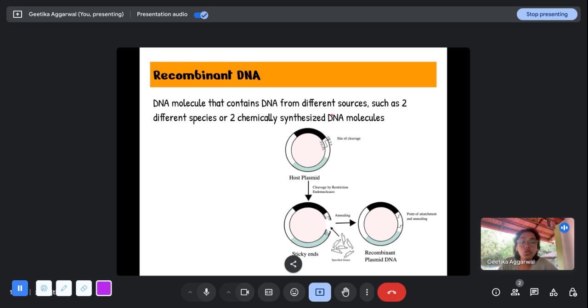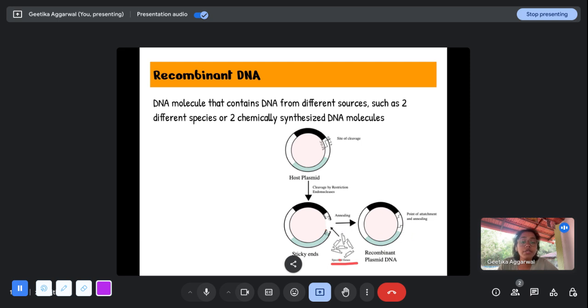For example, this was the host plasmid, which had no foreign DNA in it. Then, at the site of cleavage, some of the enzymes come and cut it, and now it is open here. Here, the specific genes or the target genes that you want to amplify from another DNA source come and bind here.